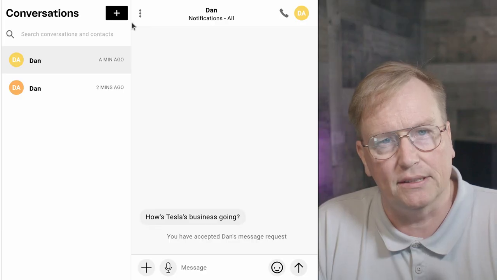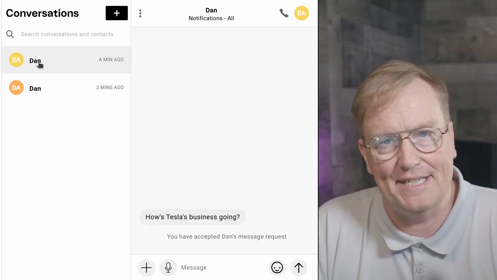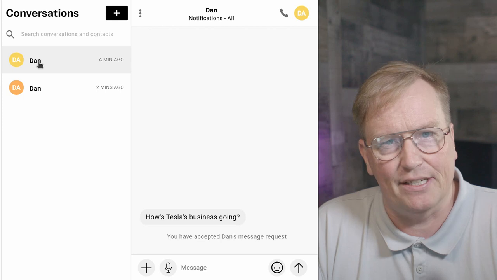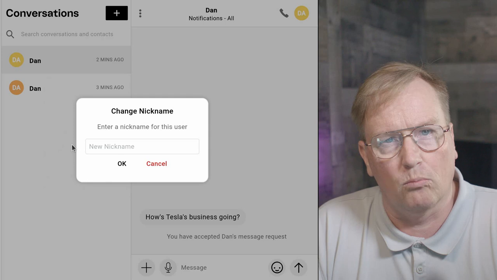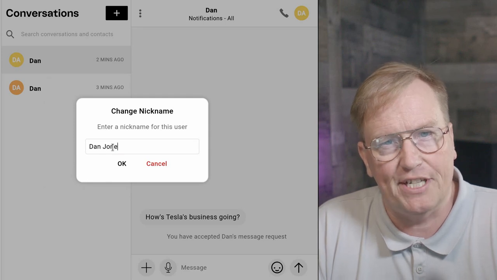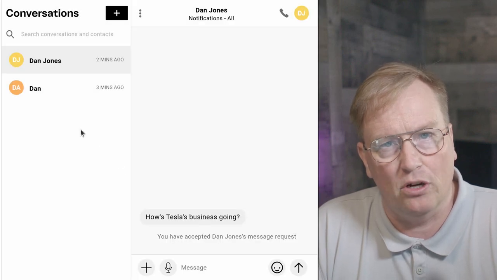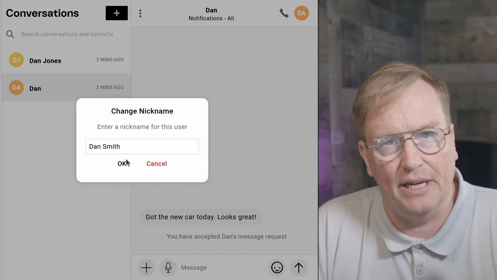The second type is a nickname, which is what you can set for any of the people you're having conversations with. For instance, if a person's display name is Dan, and you have two Dans you communicate with on Session, you might want to change one or both of their nicknames. You could set the first Dan's nickname to Dan Jones, while the second Dan could be nicknamed Dan Smith. When you set a nickname, that name stays even if the contact changes their display name to something else.